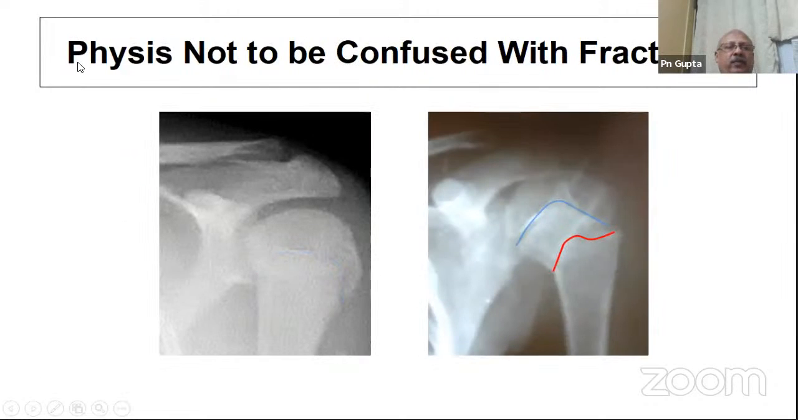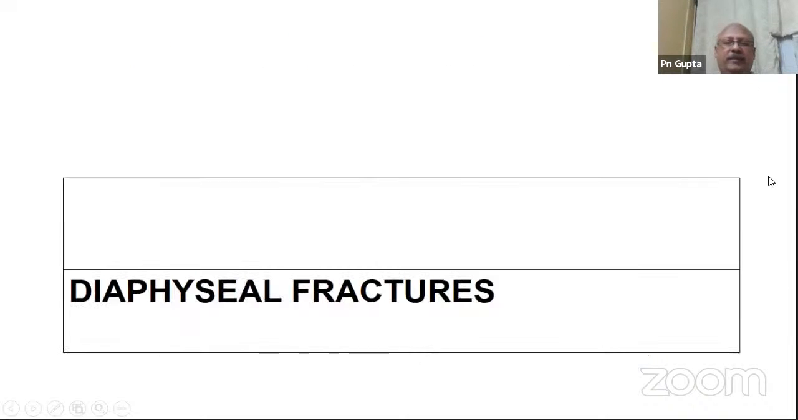And second, an important aspect is that the physis should not be confused with the fracture. So this is the physis, or the growth plate. This is the growth plate, and you can appreciate a fracture there, and this is the fracture. But this is the growth plate, so they should not be confused.